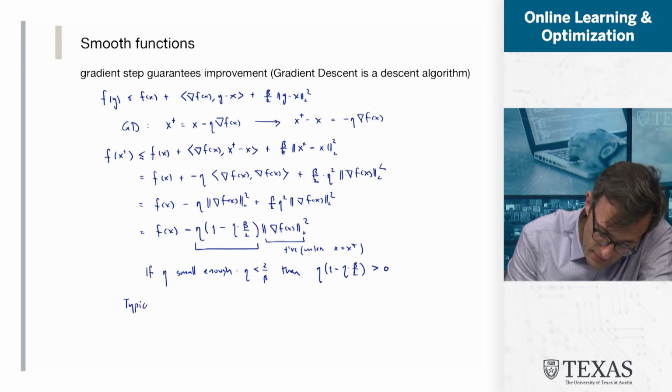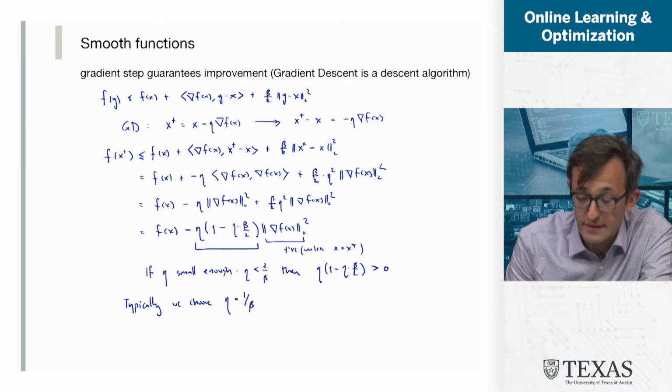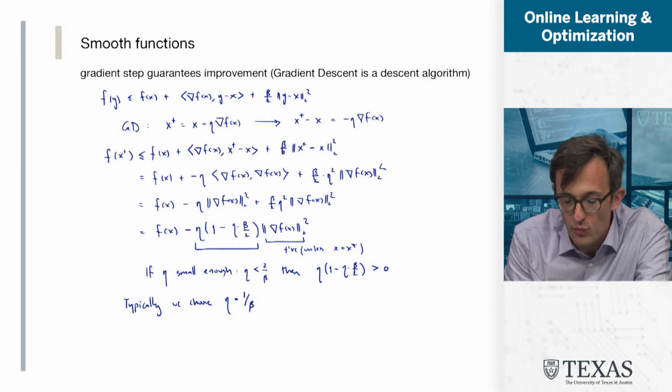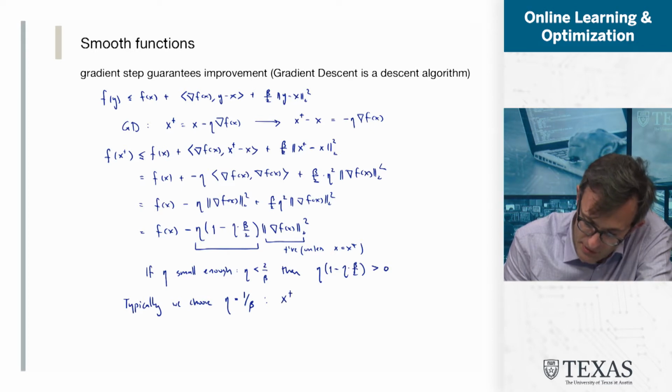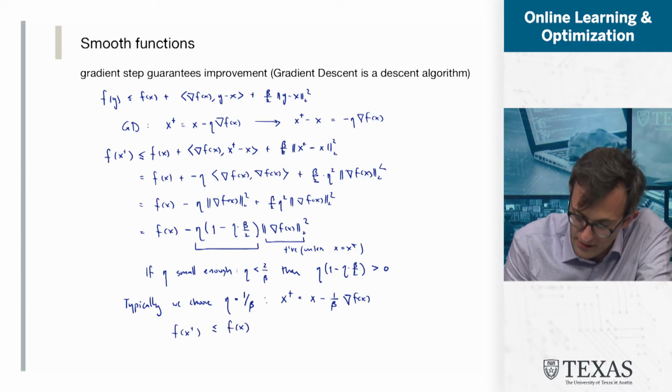So typically, we choose eta equal to 1 over beta. It's less than 2 over beta, but also it's what we get when we optimize this term. And if we choose eta equals 1 over beta in gradient descent, then I have that x plus is equal to x minus 1 over beta times the gradient of f of x, and f of x plus is less than or equal to f of x, and let's see what we get. I get 1 over beta here.